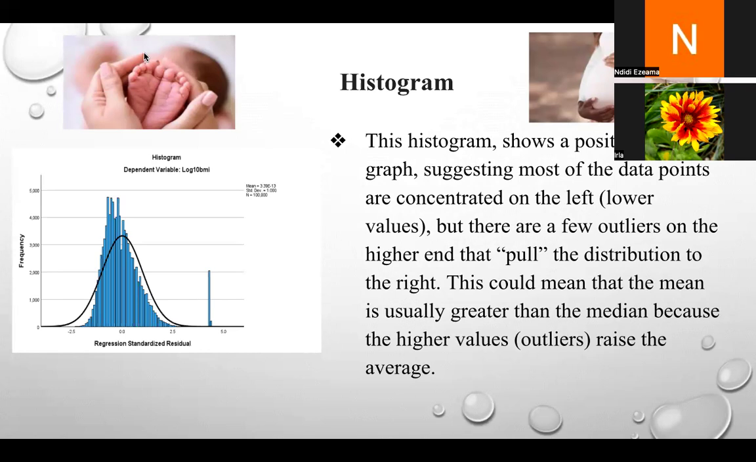Here we also have our histogram. This histogram shows a positive skew graph, suggesting most of the data points are concentrated on the left, indicating our lower values. But there are very few outliers on the higher end that pull the distribution to the right. This could mean that the mean is usually greater than the median because the higher values, our outliers, raise the average.